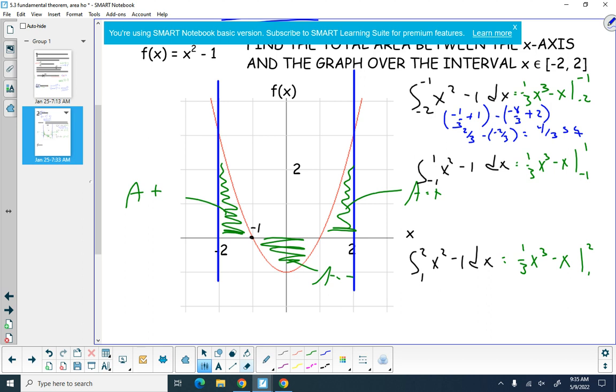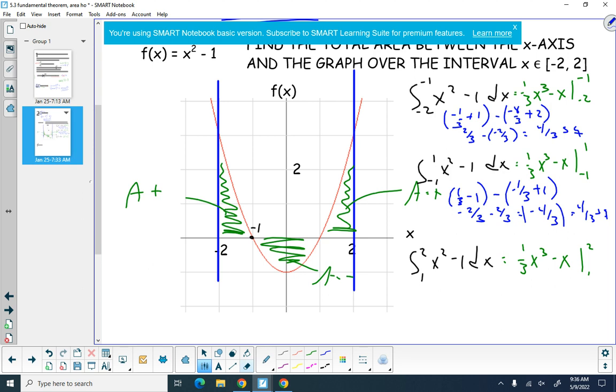Then we're going to have to evaluate from -1 to 1. So we're going to evaluate at 1. So we have 1/3 minus 1. Then we have to evaluate at -1. Once again, watch your negative signs. So we have a -1/3 plus 1 here. So we're left with a -2/3 here. Minus a 2/3 here. So we have a -4/3. We take the absolute value to give us 4/3 squares for the second one.